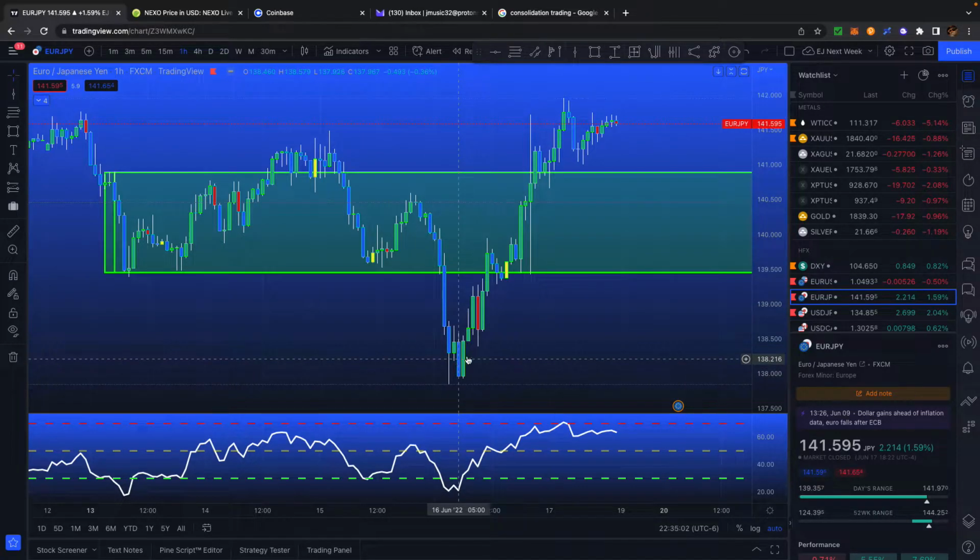So there's two things you can do with this one. You can trade the retest for the sell. You can trade the retest back in this zone for the buy.